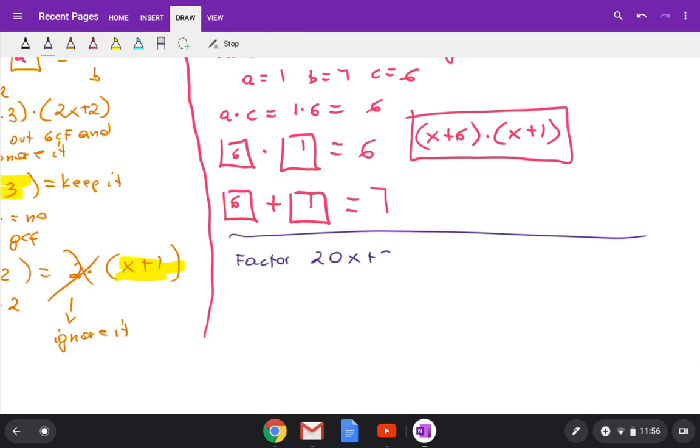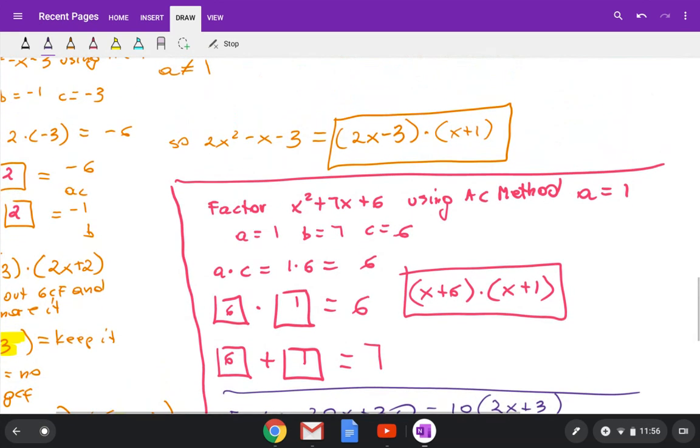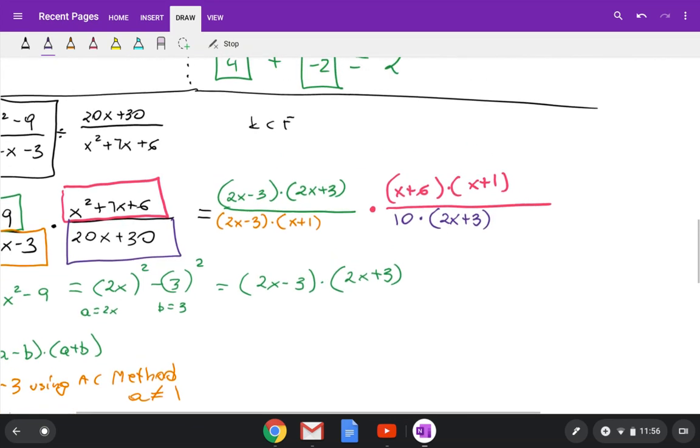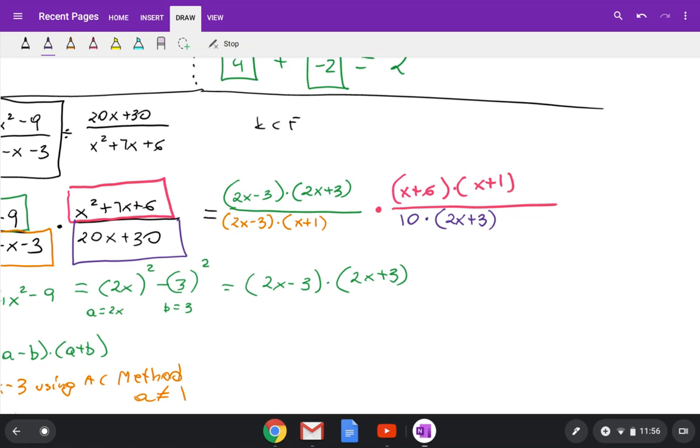For 20x plus 30, the GCF is equal to 10. So we're going to factor 10 out. We'll end up with 2x plus 3. So let's go back, and this is the same as 10 times 2x plus 3. Nice. All that work, but we have it.